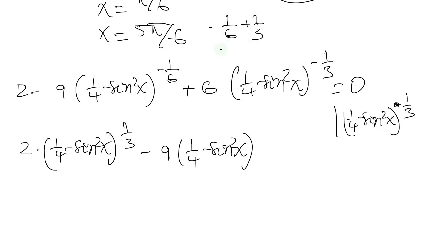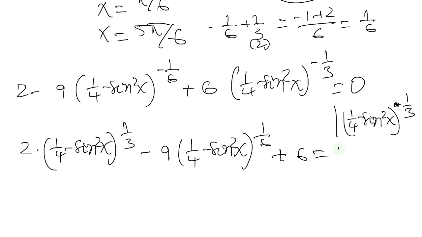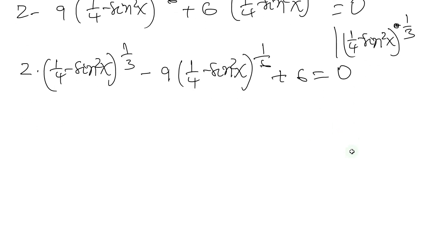What is this going to give me? This is 2 minus 1 plus 2 divided by 6, right? This is going to be 1 over 6. Okay, so 1 over 6 here, and then adding this will be 0, right? So we're going to have this plus 6, and then this is 0. From here then I'm going to say that this is 2 times 1 over 4 minus sine.